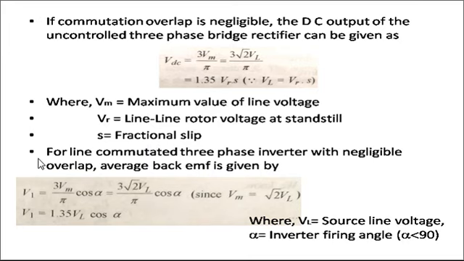For a line commutated three-phase inverter with negligible overlap, the average back EMF can be given as V1 equal to 3 Vm upon pi into cos alpha, or 3 root 2 VL upon pi cos alpha, since Vm is equal to root 2 VL, or simply we can write V1 equal to 1.35 VL cos alpha. Here VL is the source line voltage and alpha is the inverter firing angle.